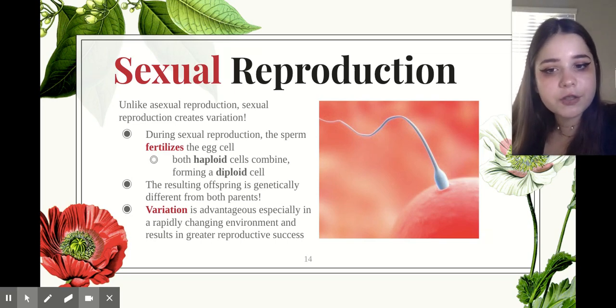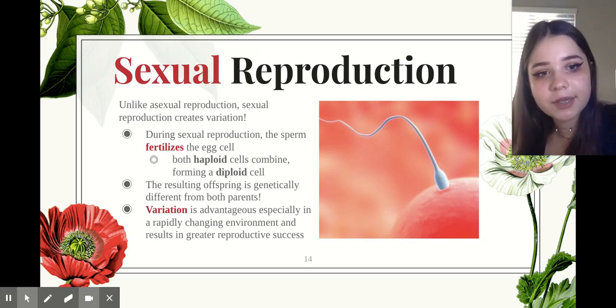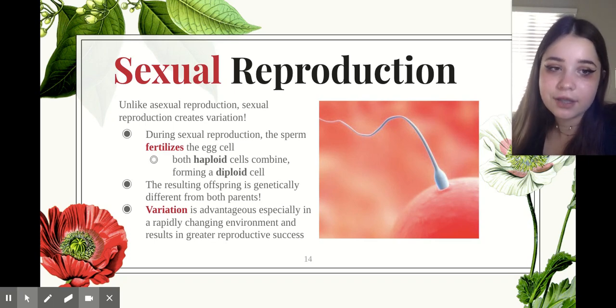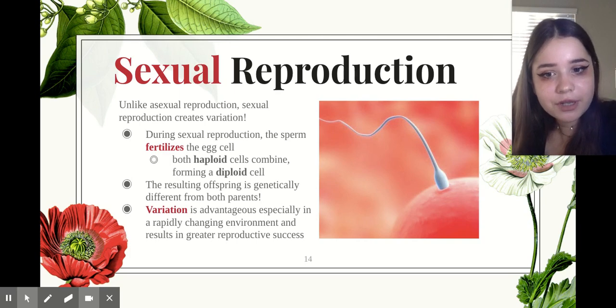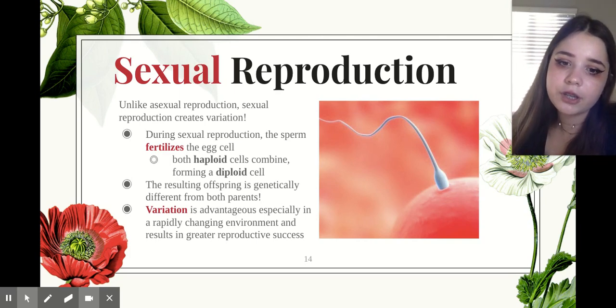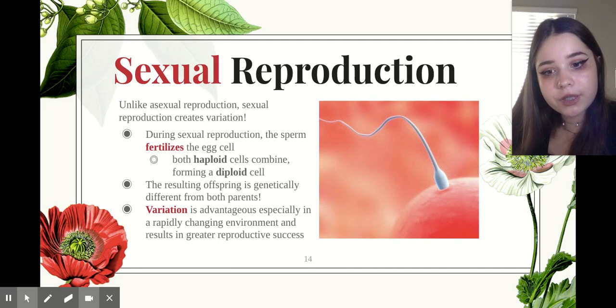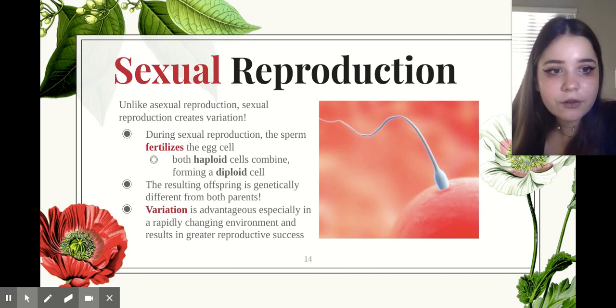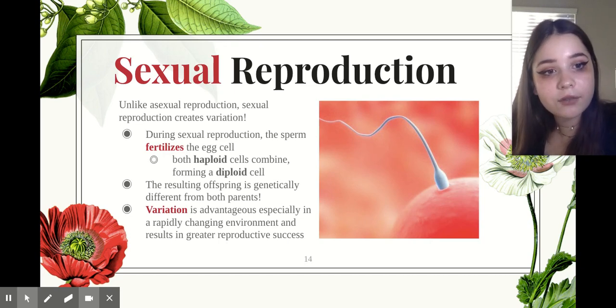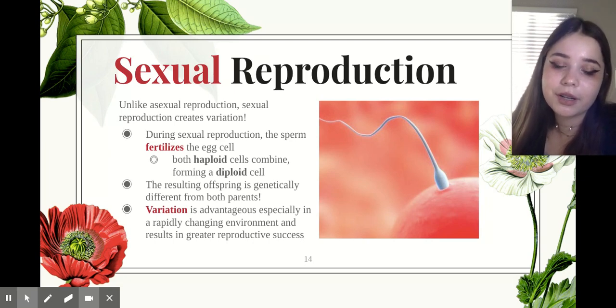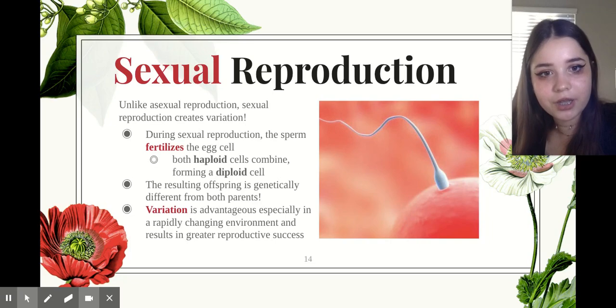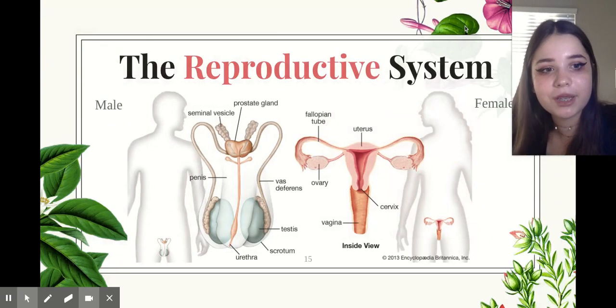So now as a result, we have a diploid cell. And the resulting offspring is genetically different from both parents because remember, different combinations, different traits, and more variety. And variation is really important because in a rapidly changing environment, variation results in greater reproductive success. We might not really know what this means so far, but we're going to explore this more in the coming weeks. We're going to learn why variation is super important. But for now, know that variation is super important in an environment that is rapidly changing. But we'll see that in more detail in the coming weeks.